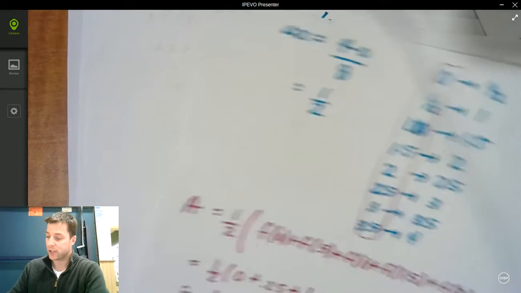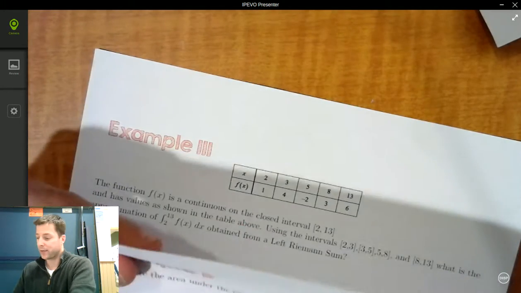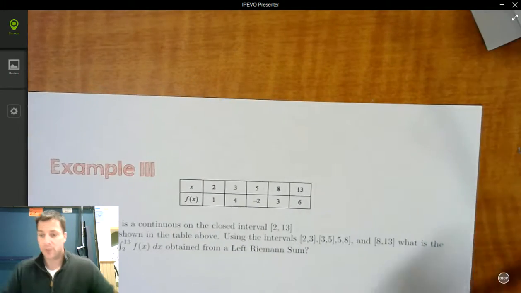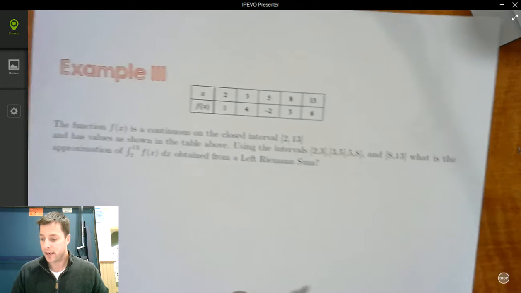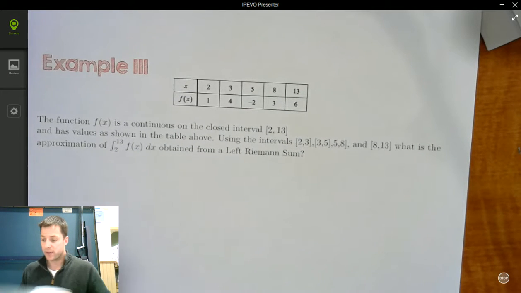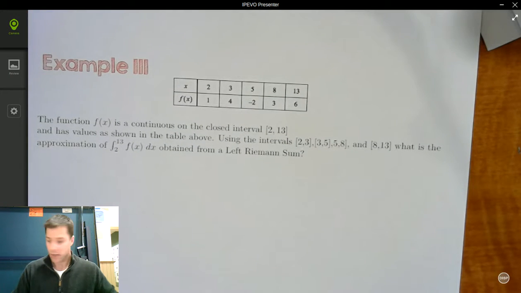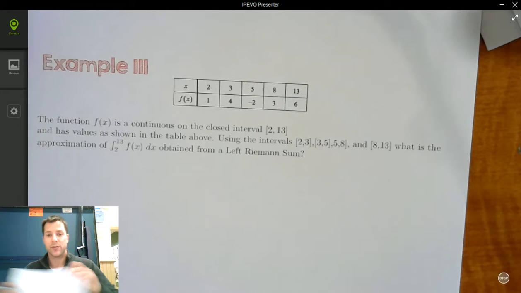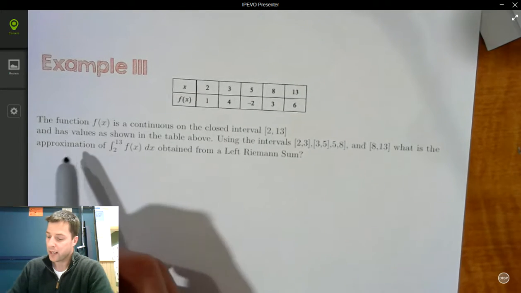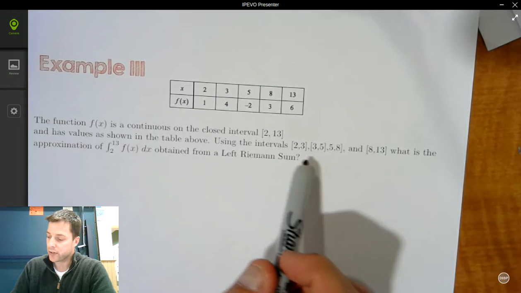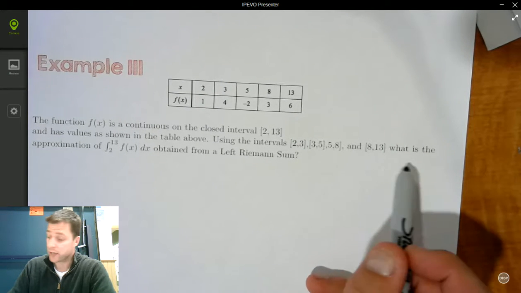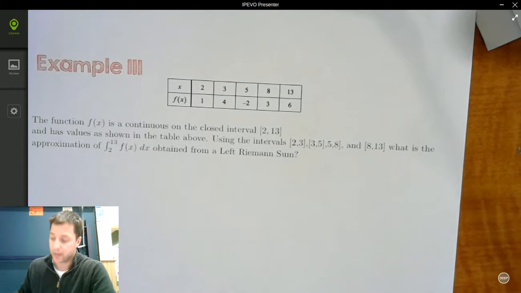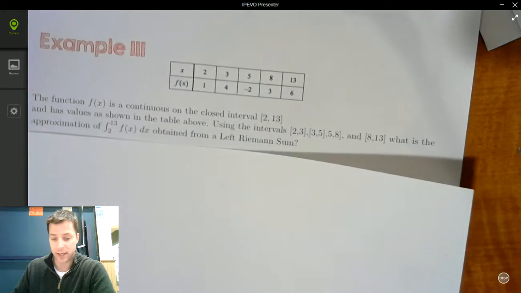But what happens if we don't have a graph? In my last example here, this is more common, what you're going to find on the AP. The function is a continuous function. So look at our table. Continuous on the closed interval 2 to 13, it has values shown in the table using the intervals 2 to 3, 3 to 5, 5 to 8, 8 to 13. What is the approximate area under the curve by a left Riemann sum?